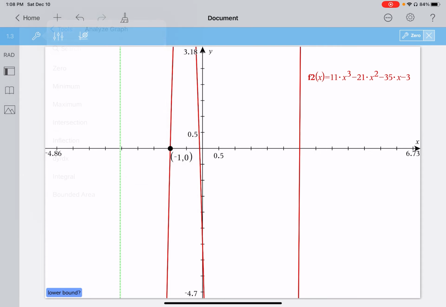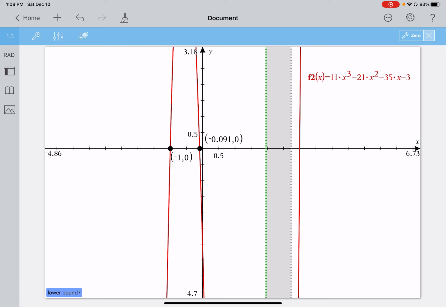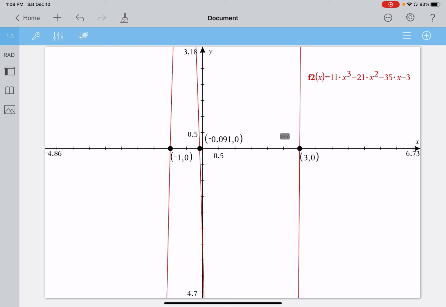Let's do it again. Let's find that middle one. So drag your line, and then we're going to have to convert that to a fraction because I don't know what that is. And then the last one over here, and then drag it to the right. Okay, so we have one at -1 and +3, and then that negative 0.0909. We can figure out what that is as a fraction.